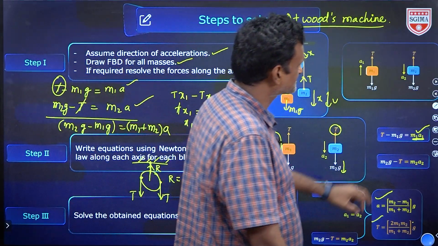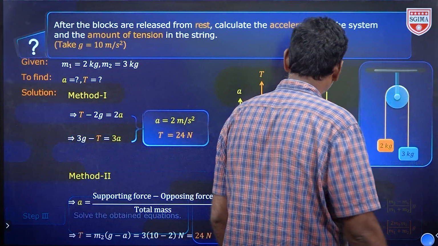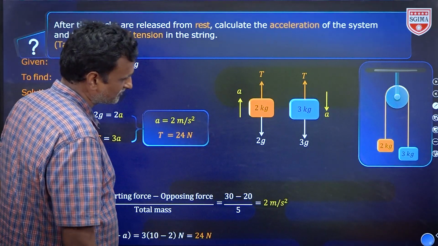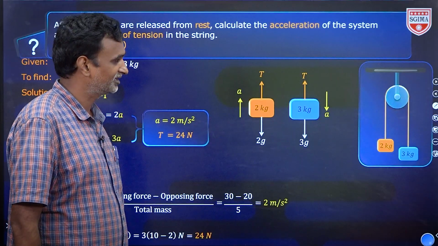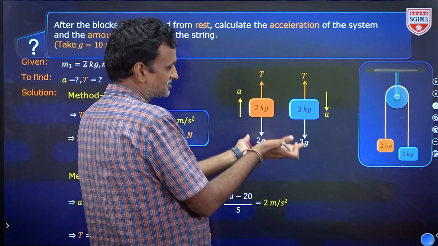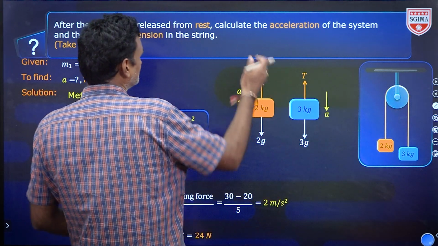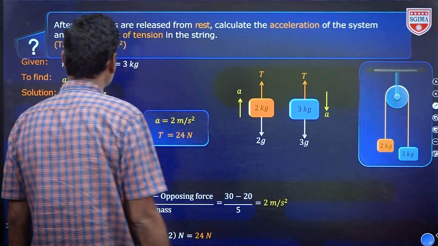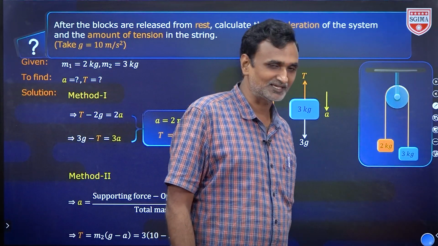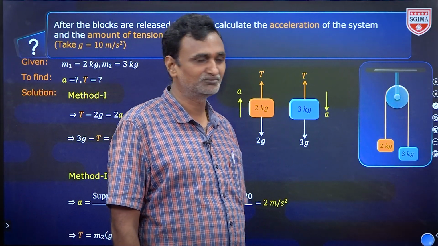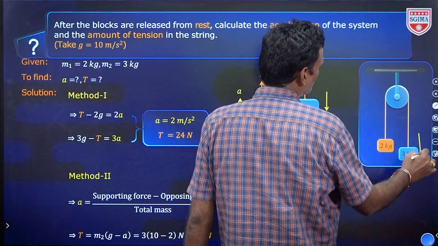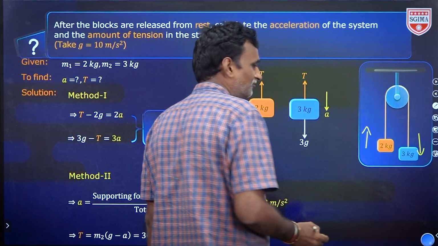So next, here is the same question, same concept, but here they have given 2 kg and 3 kg blocks. After the blocks are kept at rest initially and released, calculate the acceleration of the system and the amount of tension in the string. In the single string and blocks case, the acceleration of both blocks must be the same, as we just discussed in the previous slide. So the 3 kg block will definitely go downward, and the 2 kg block will go upward.